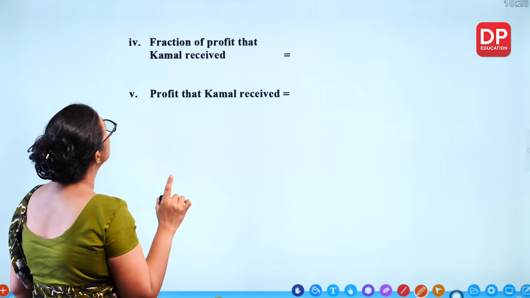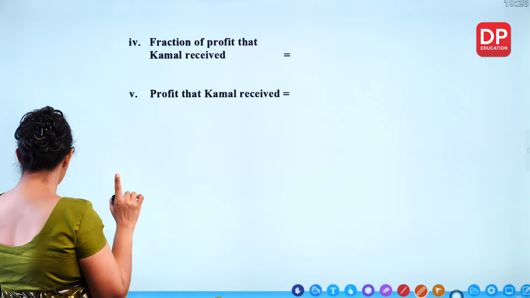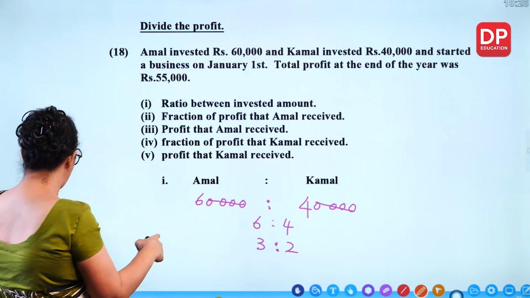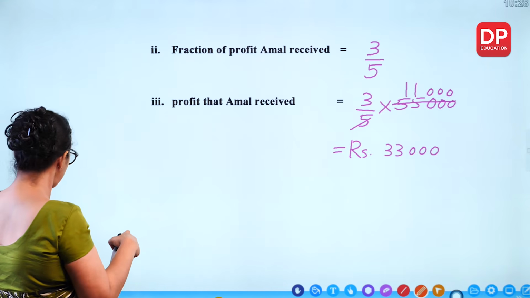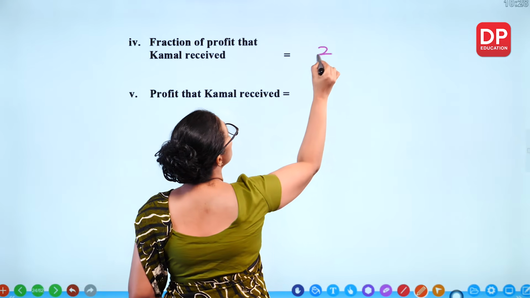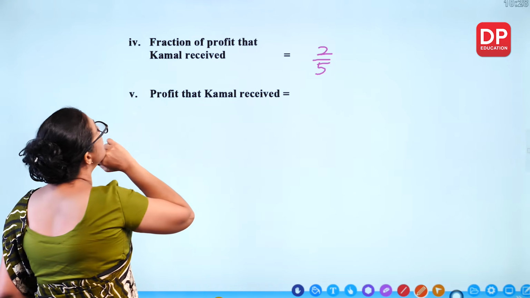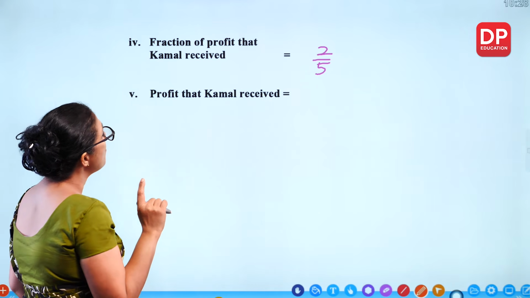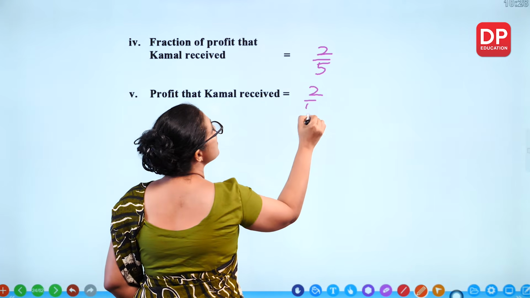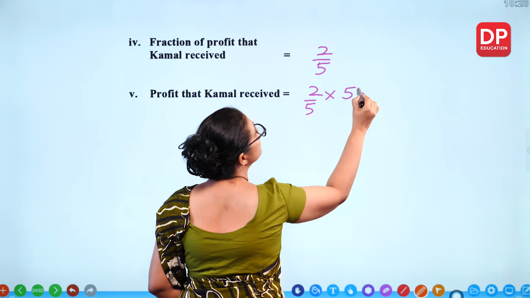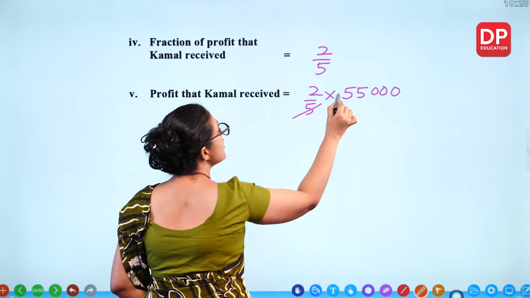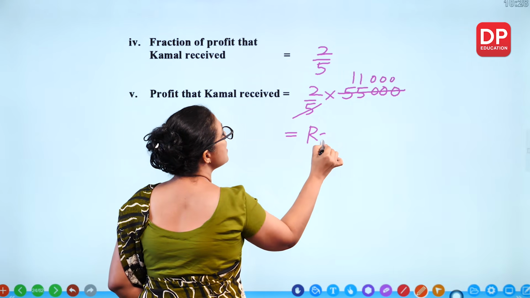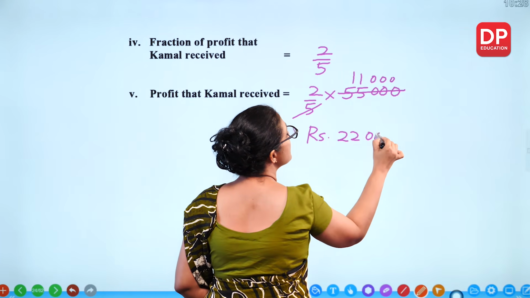Now we'll look at fraction of profit Kamal received. What's the fraction? 2 out of 5. 2 out of 5 is Kamal's fraction. Profit that Kamal received, that's into 55,000. 5 times 11,000, so you get 22,000 rupees.